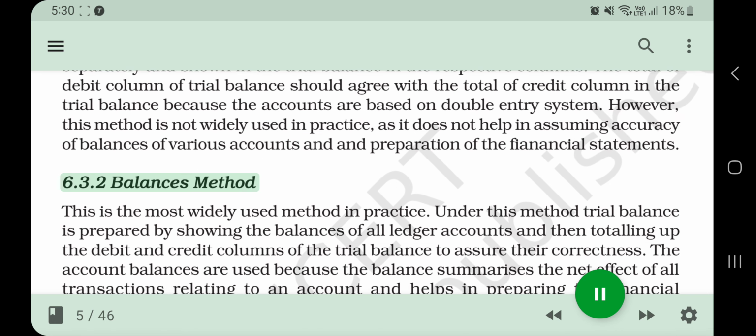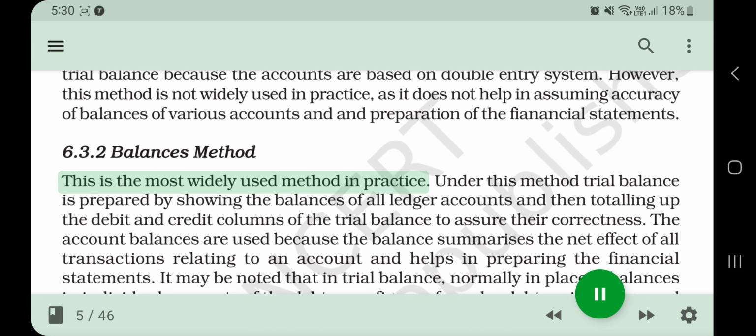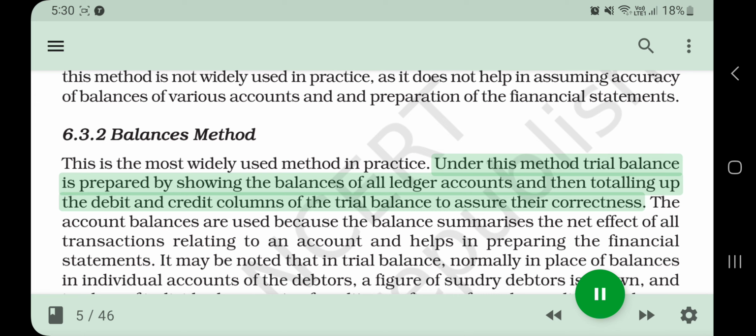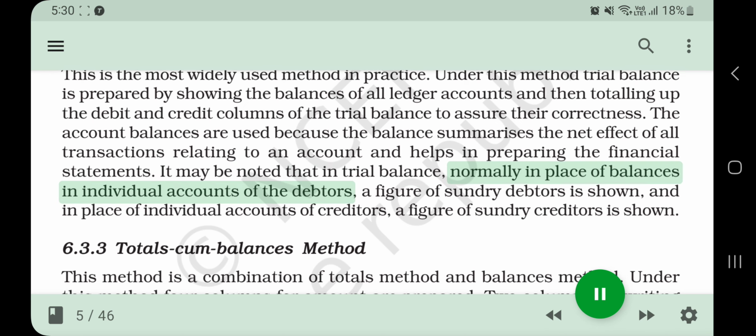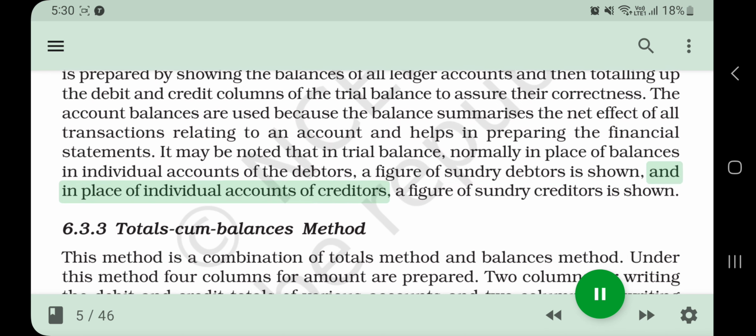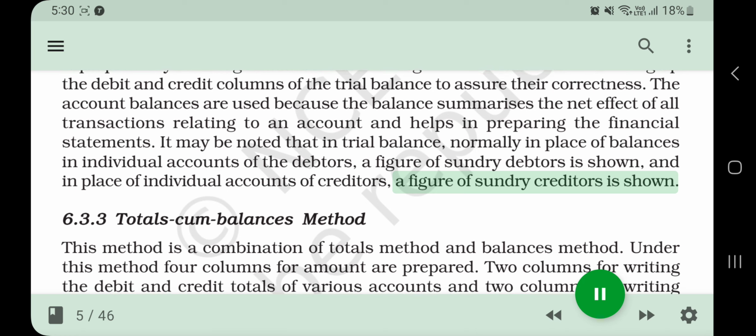6.3.2 Balances method. This is the most widely used method in practice. Under this method, trial balance is prepared by showing the balances of all ledger accounts and then totaling up the debit and credit columns of the trial balance to assure their correctness. The account balances are used because the balance summarizes the net effect of all transactions relating to an account and helps in preparing the financial statements. It may be noted that in trial balance, normally in place of balances in individual accounts of the debtors, a figure of sundry debtors is shown, and in place of individual accounts of creditors, a figure of sundry creditors is shown.